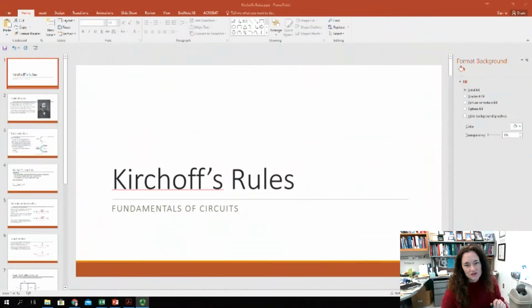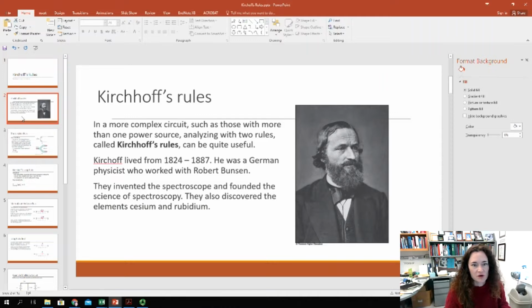Hi. So now I'd like to talk to you about Kirchhoff's rules, which are important for analysis of circuits. Kirchhoff was a German physicist. He lived from 1824 to 1887. He worked with Robert Bunsen. They invented the spectroscope and founded the science of spectroscopy, and they also discovered the elements cesium and rubidium.